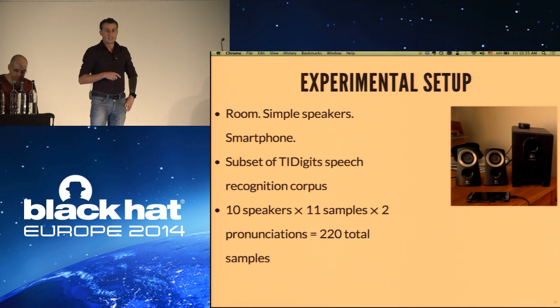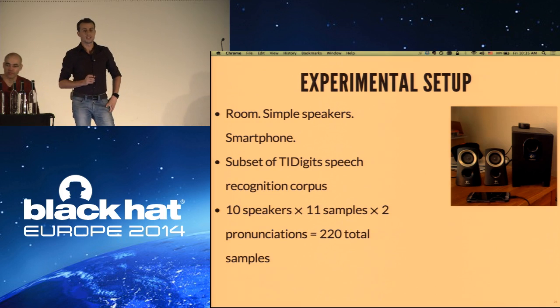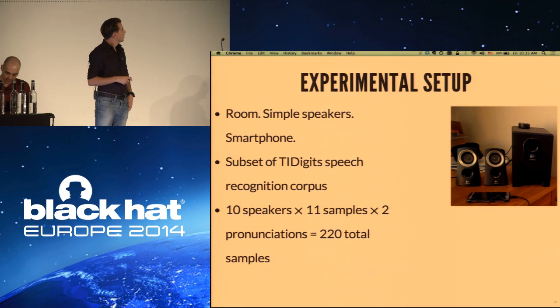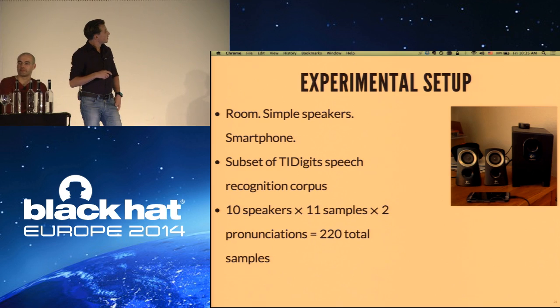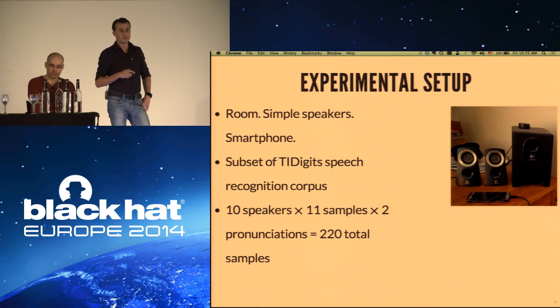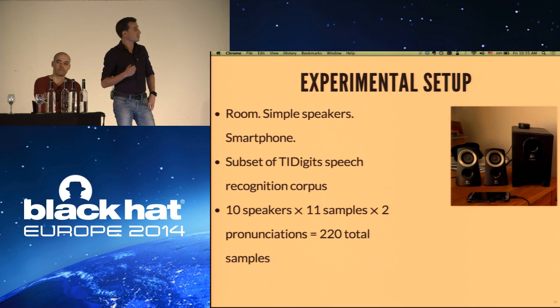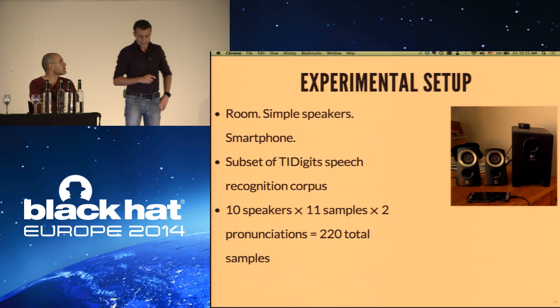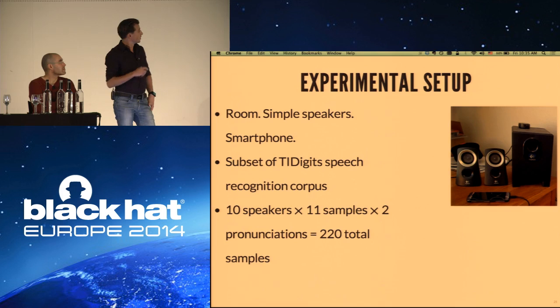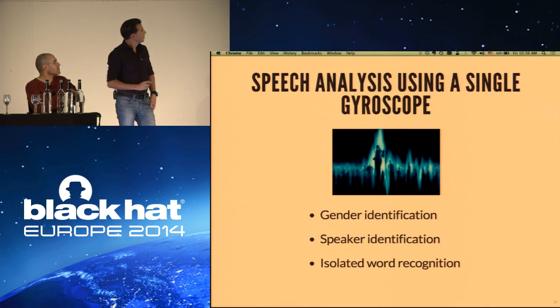To evaluate our algorithms, we used the TI digits speech corpus, which is a widely used data set for speech processing and audio processing applications, kind of a standard in the community. It's a huge data set, so we took a small subset of it of 220 samples that contains pronunciations by 10 different speakers, 11 pronunciations of digits. Why 11? Because you can pronounce 0 also as O, and 2 pronunciations by every speaker for each digit. So that's our sample set, and that's what we worked with.